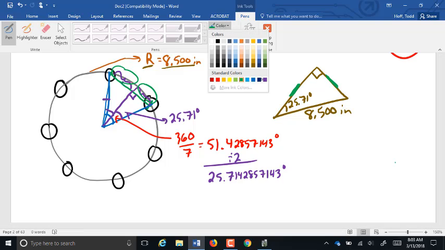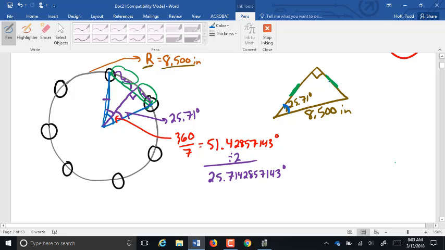So, given this angle, the side I'm looking for here is what side? Opposite. The side I have is the hypotenuse, which is what trig function? Sine theta is opposite over hypotenuse. So we're going to plug in what we know there.